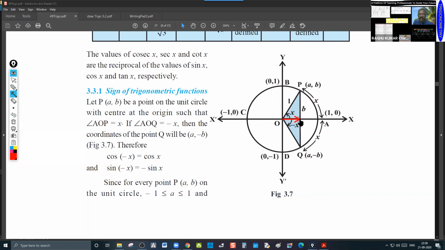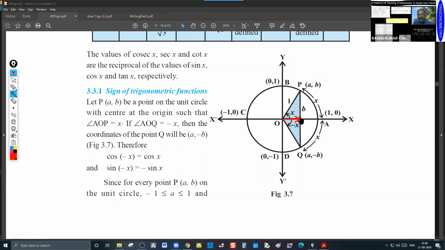anti-clockwise direction. Just see. In the above triangle, this is base. In the below triangle also, this is base. So same horizontal component. That is why whether it is cos of plus x or cos of minus x, it won't change. That is why he equated them. Cos of minus x is equal to plus cos x only.